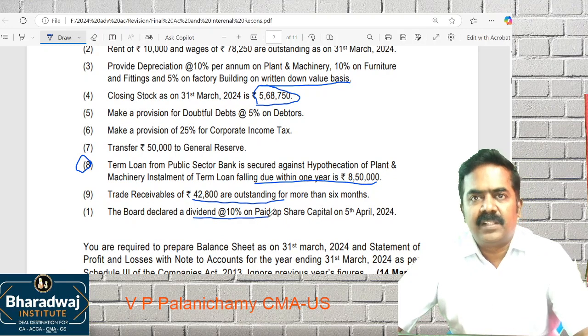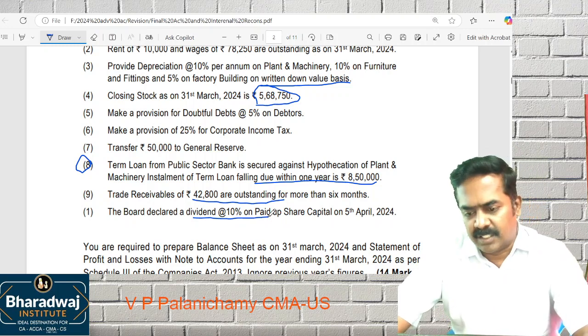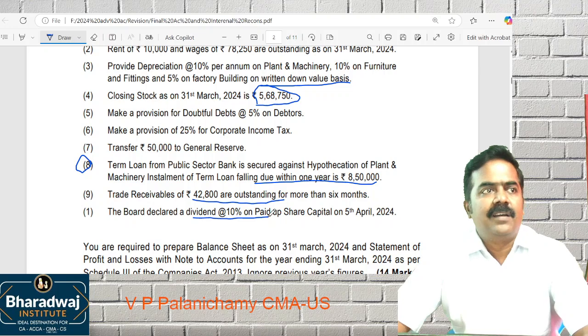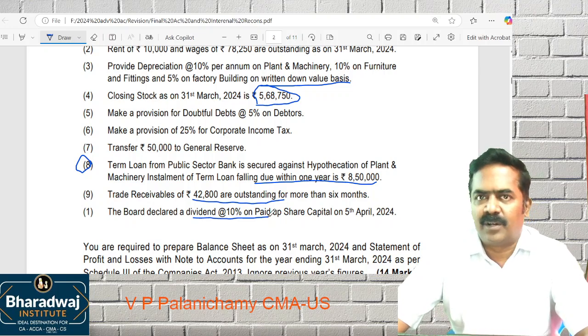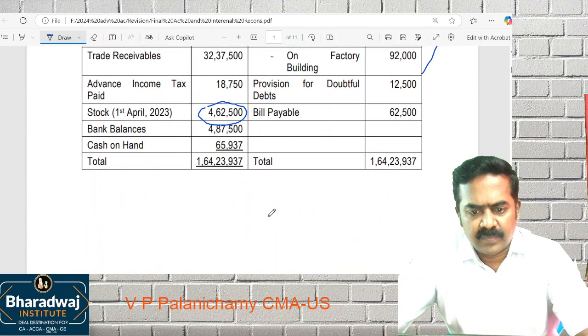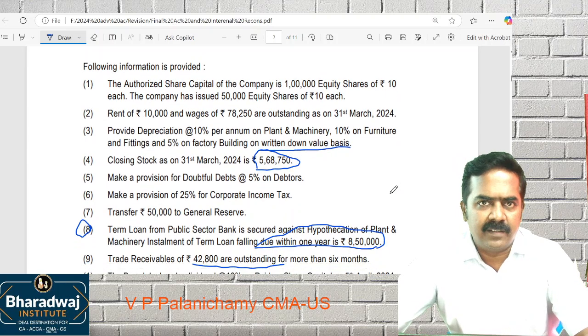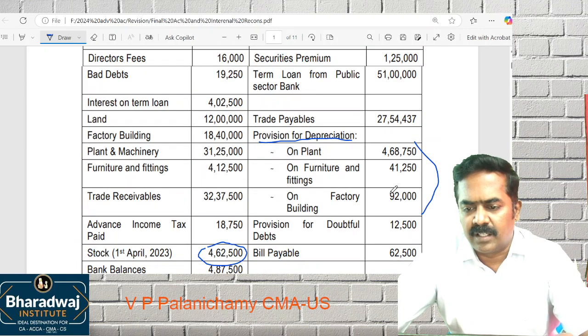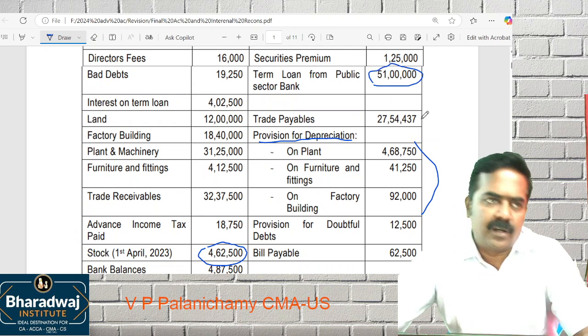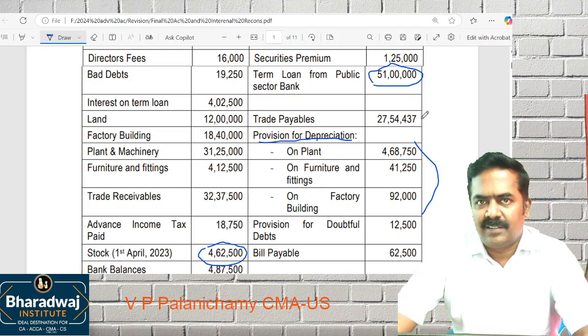Declaring a dividend, proposed dividend, will it be an adjusting item or non-adjusting item? As per company law, as per accounting standard, it is what? Non-adjusting item. It will be included in the form of what? Notes to accounts. 8,50,000 is falling due within what? 1 year. This portion will be included in current liability. Then the remaining will be included in long-term borrowings. Out of 51 lakhs, 8,50,000 falls due within 1 year, that will be included in current liability. Remaining can be included in which one? Long-term borrowings.